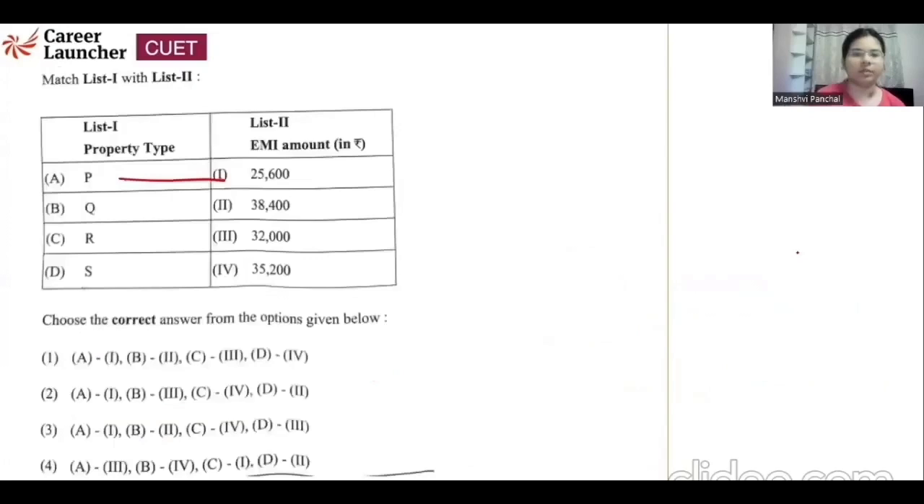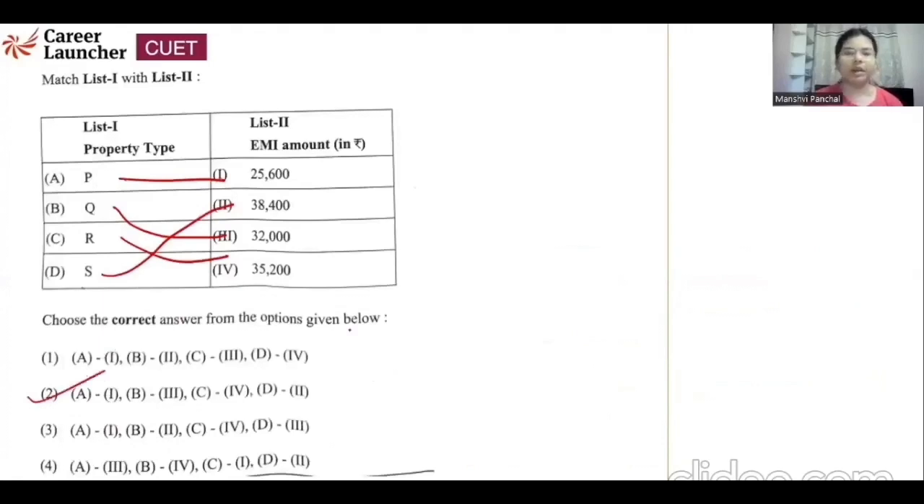We have 38,000 something. So 38,400 is for S, then Q is 32,000 and R is 4. So Q is for 3, or B is for 3. A is 1, B is for 3. Option 2 is the correct answer.